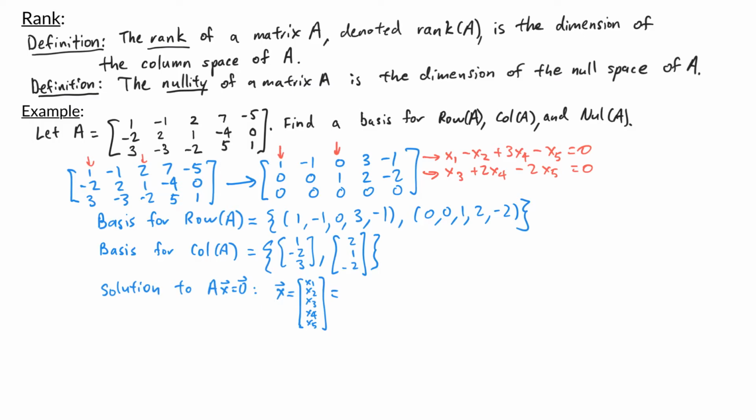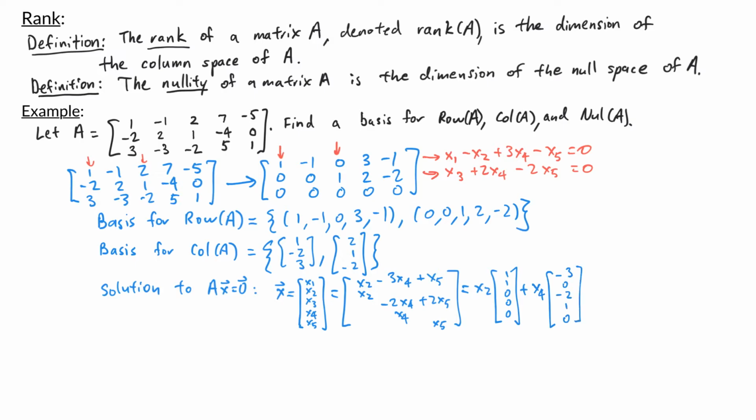So the solution to the homogeneous equation A times x equals 0 is the vector x consisting of entries x1, x2, x3, x4, and x5, where x1 is x2 minus 3x4 plus x5, x2 is just x2, x3 is -2x4 plus 2x5, x4 is x4, and x5 is x5. Separating the vectors according to the free variables, we have x2 times the vector 1, 1, 0, 0, 0, plus x4 times the vector -3, 0, -2, 1, 0, plus x5 times the vector 1, 0, 2, 0, 1. So these three vectors here form the basis for the null space of A.